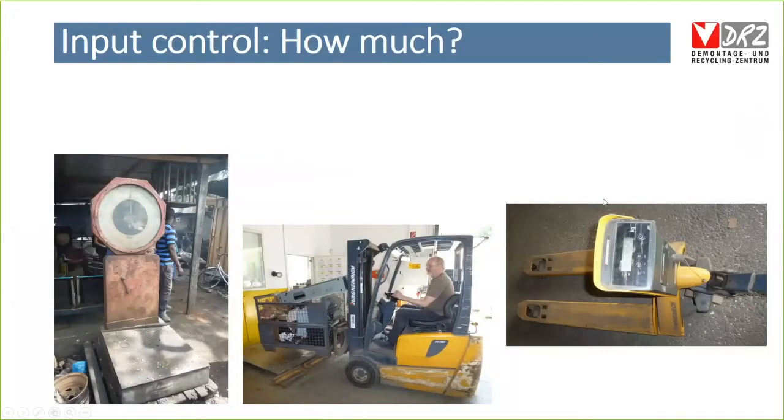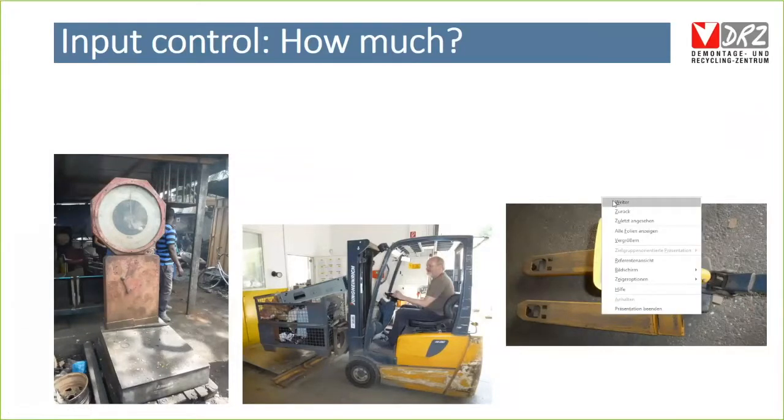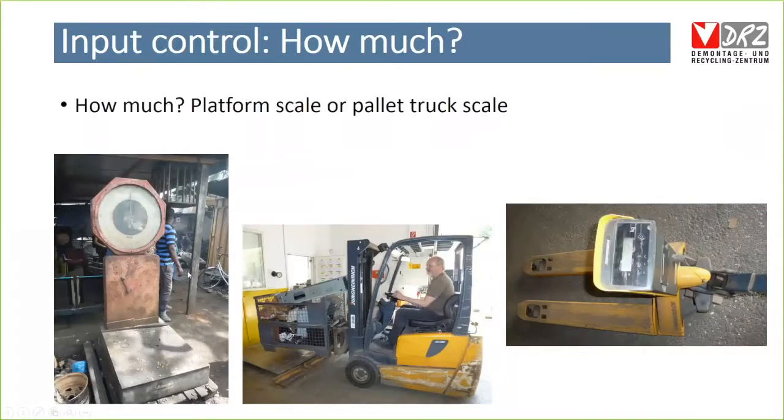But you have to control how much is coming in, and you can choose a platform scale or a pallet truck scale. That's the thing on the right-hand side, which is a pallet truck with a scale built in. The advantage of this one is that you can move around and you don't have a fixed spot for the scale. The advantage of the other one is that you do have a fixed spot and don't have to drive it around. So you have to decide when you design the workflow which version you're going to choose.